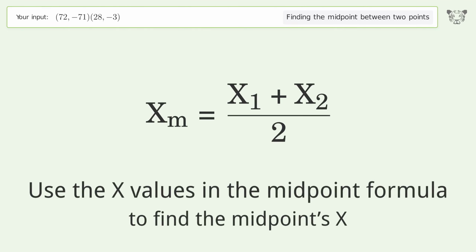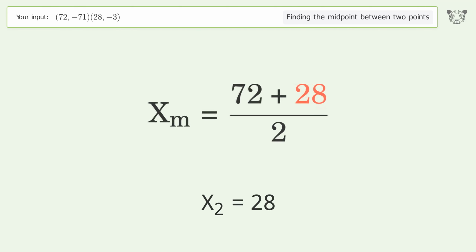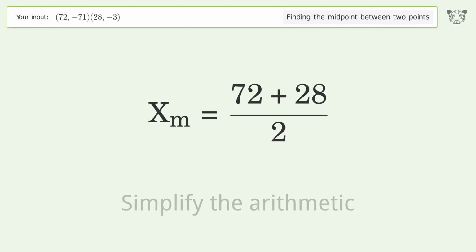Use the x values in the midpoint formula to find the midpoint's x. x1 equals 72. x2 equals 28. Simplify the arithmetic.